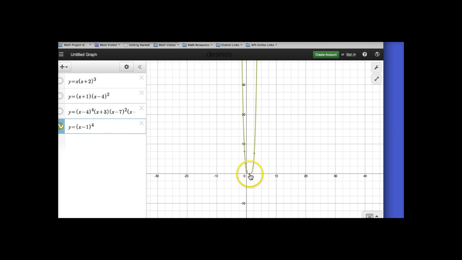Notice that it just touches. What if I raise this one to the 3rd power instead? Notice that it actually crosses through our root at +1. What if I raise this to the 6th power? Notice that it once again just touches.